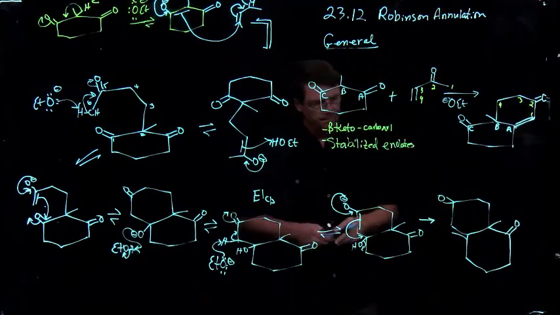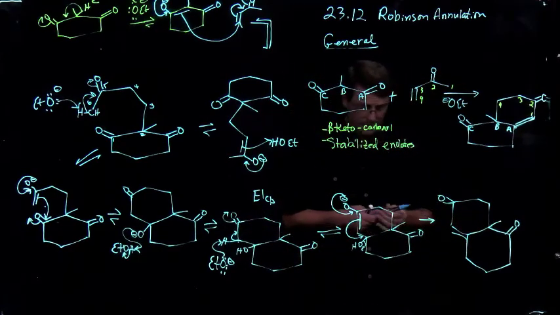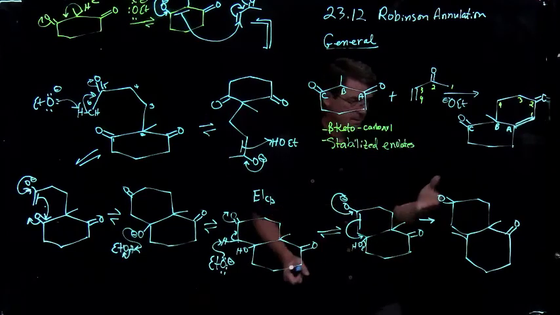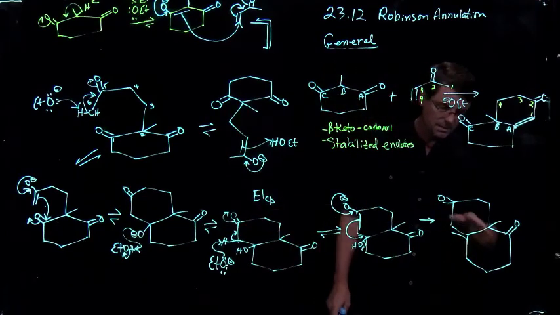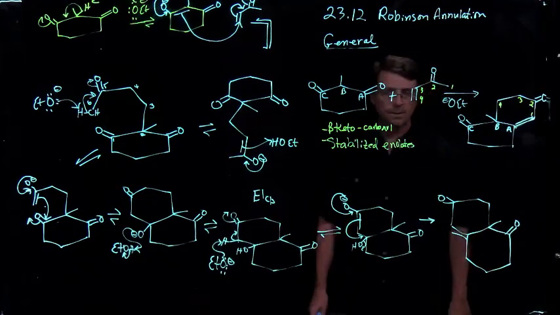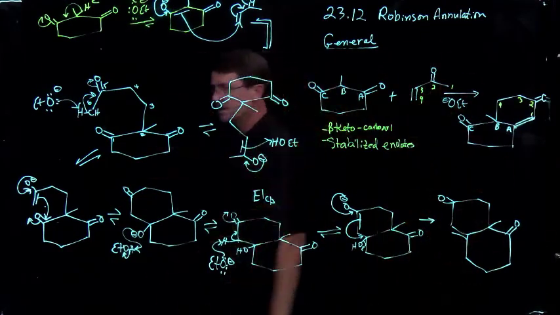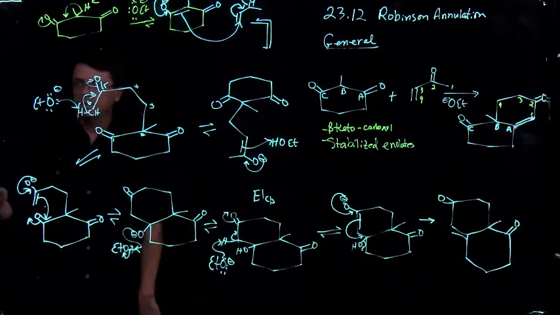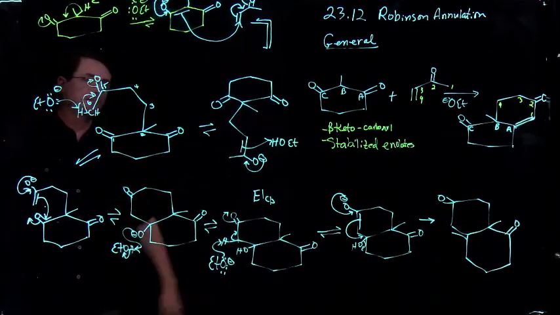so we now have this highly functionalized fused 6,6 ring system that we're ready to do lots of new and interesting chemistry. So that's the Robinson annulation. If you only study one mechanism in 23, study this one because it's got everything in there.